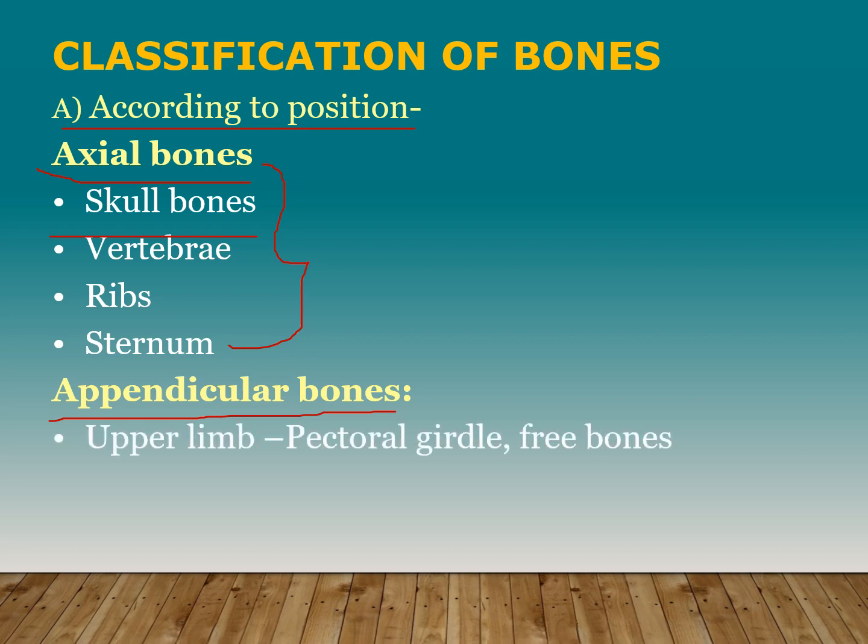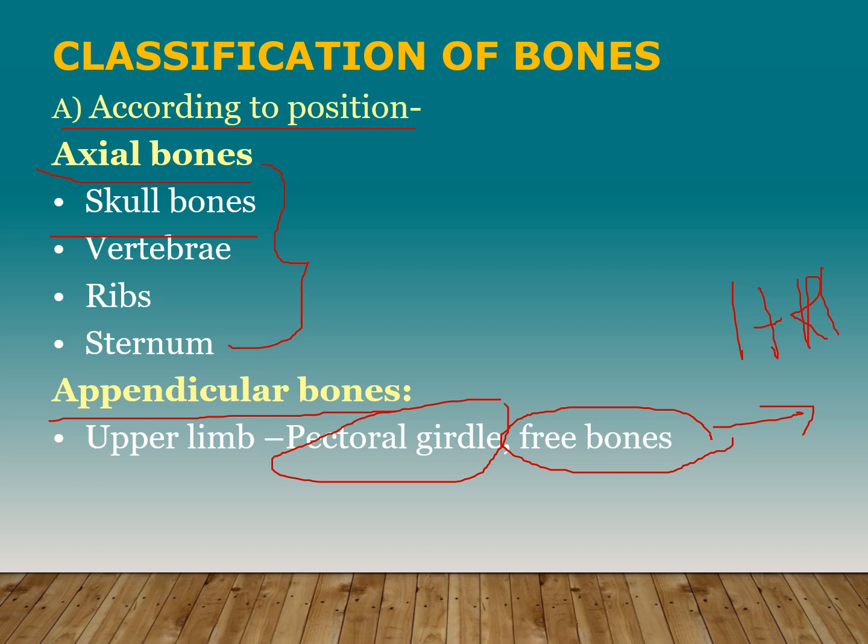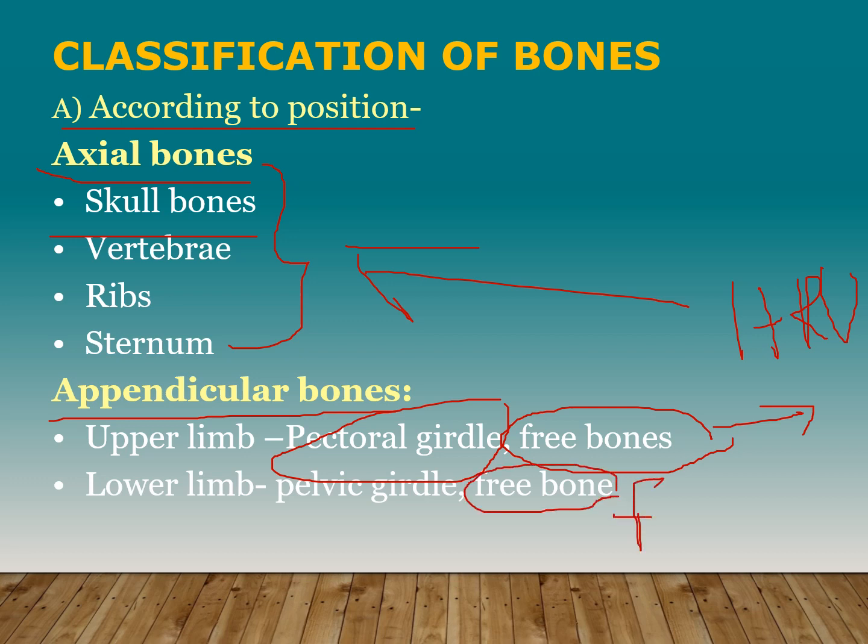They are like appendages. Upper limb, which consists of the pectoral girdle, which connects the upper limb free bones. What are the upper limb free bones? You should have learned in school itself. They are the humerus, radius and ulna. So how are these three bones connected to the axial skeleton? These three free bones are connected to the axial skeleton by the pectoral girdle. The lower limb free bones are the femur, tibia, fibula and the foot bones. They are connected to the axial skeleton by the pelvic girdle. You will learn pectoral and pelvic girdles in the upper limb introductions.